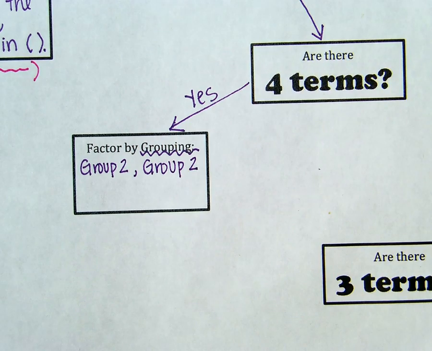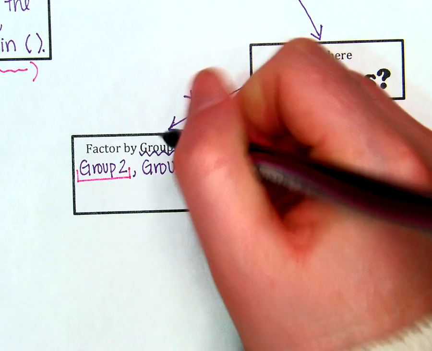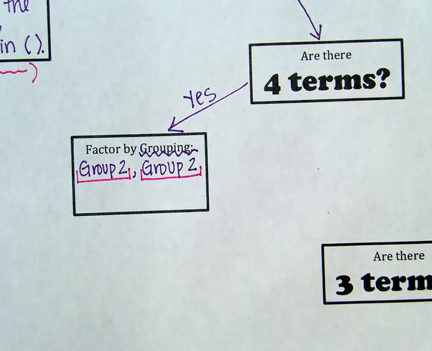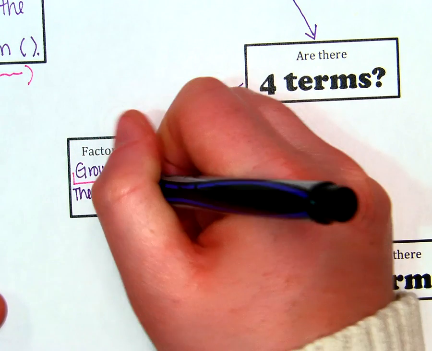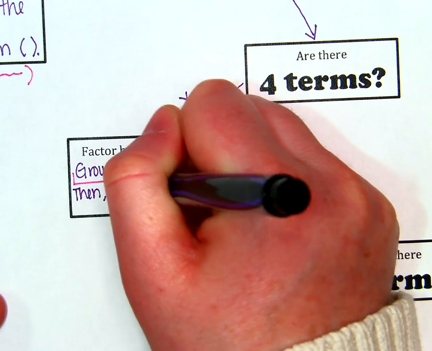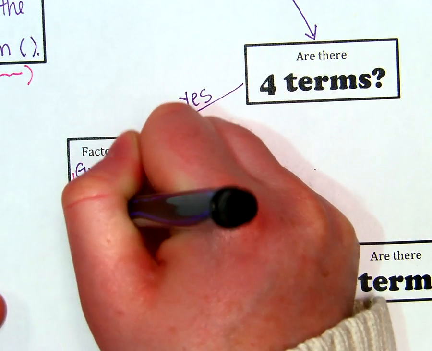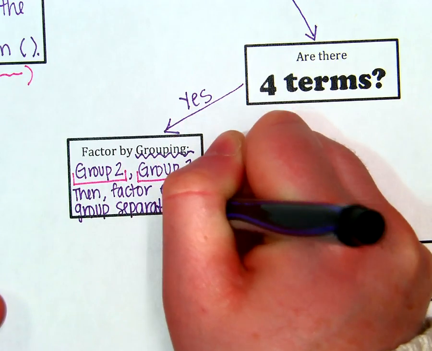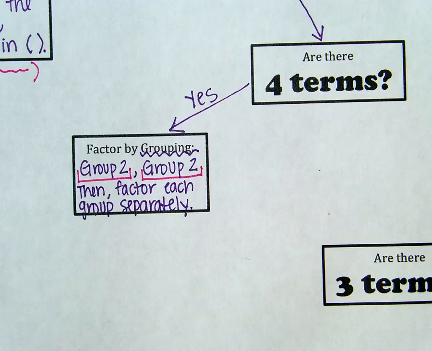You guys always saw me do a bracket around my first 2 terms. So my first group, and then also my other group of 2 as well. Once you group the first 2 and the other 2, then you factor. So right then, factor each group separately. And I'll do an example of factor by grouping as well, but that's in words what you're supposed to do.